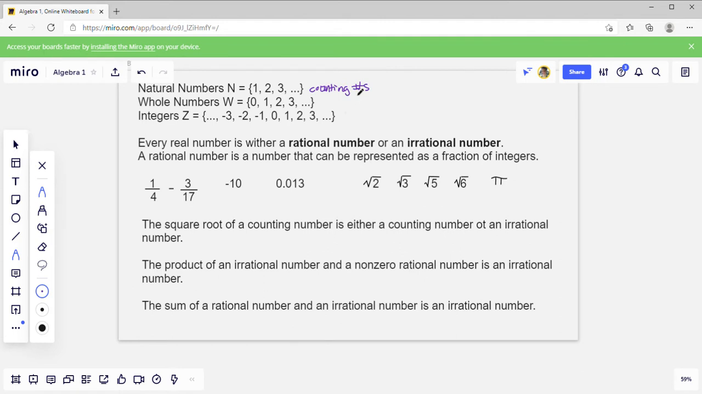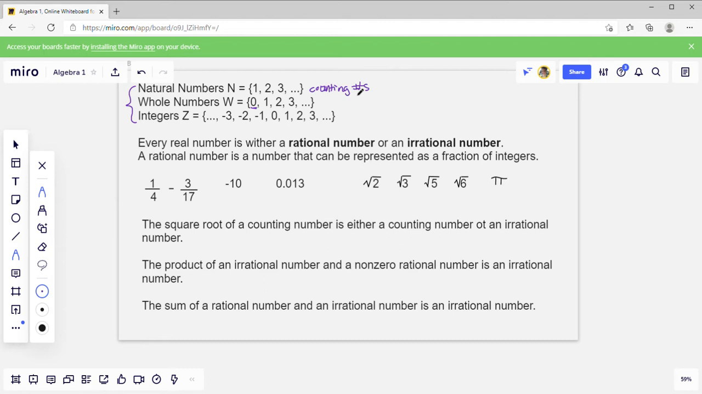Remember that. Whole numbers are the counting numbers plus 0. Integers are our negative numbers plus our whole numbers. Okay, so those are the ones we already know. Now we're going to learn a new set.